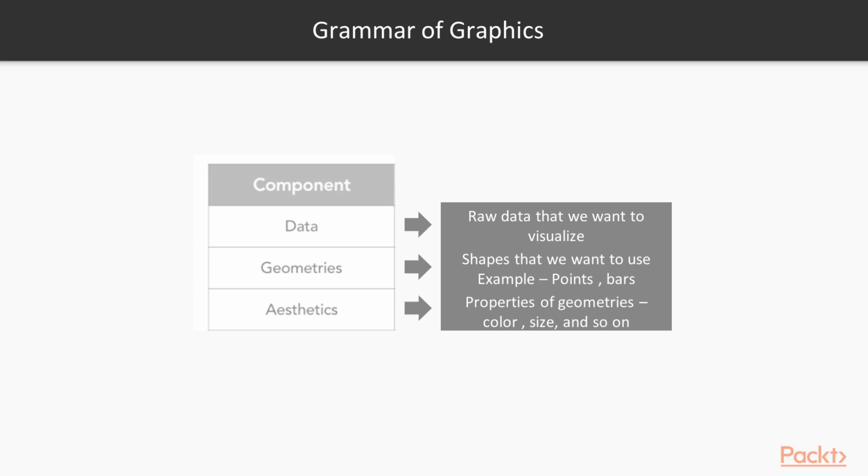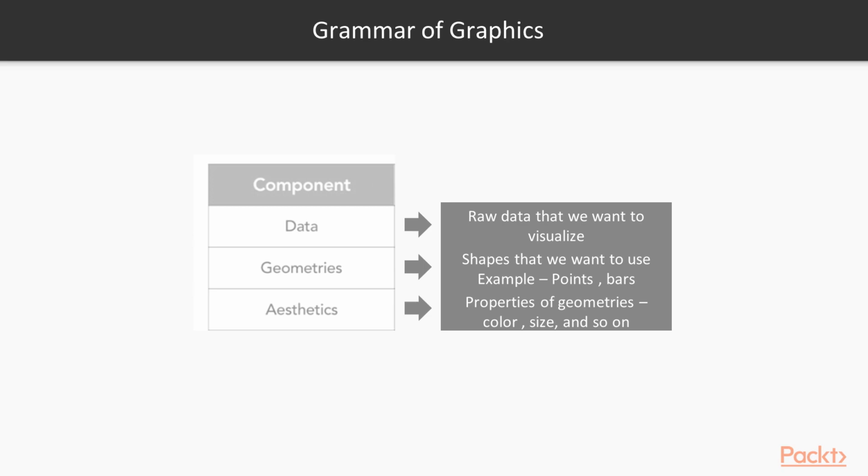The grammar of graphics has three important components as shown in this table. First, we must have some data that we would like to visualize. Then, we have to use geometries to define the shapes that we would like to use to visualize our data. This might be points for a scatter plot, lines for a line graph, or bars for a bar or column graph. Then we can modify the aesthetics of those geometries to convey different meanings. For example, we may want to modify the color or size of the geometries that we have chosen.